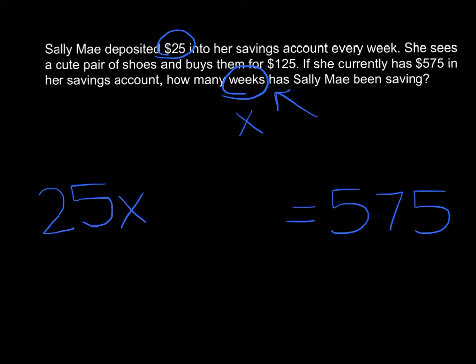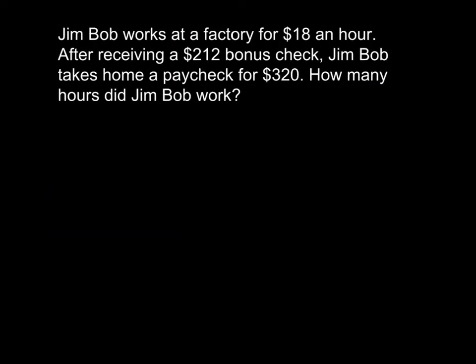One last piece of information in the problem is the shoes that she bought. We have to ask ourselves, is this additional money she had or money that came out of her account? If she's buying the shoes, then it came out of her account, so we subtract 125. So our equation for this situation is 25x minus 125 is equal to 575.